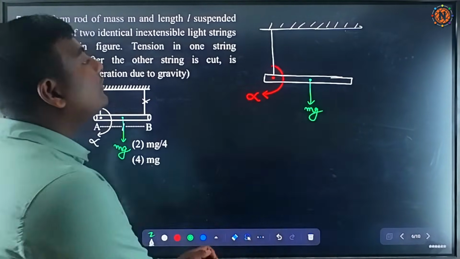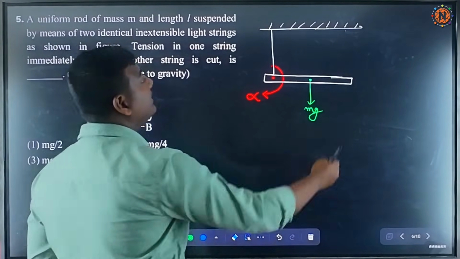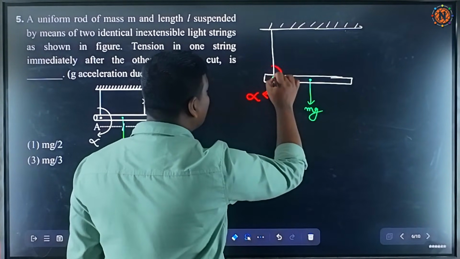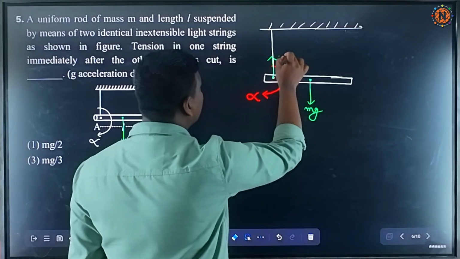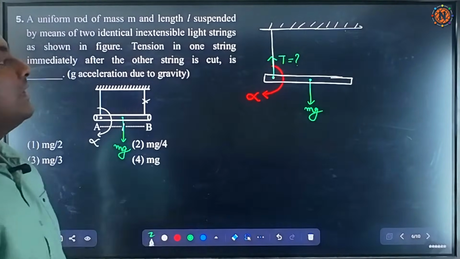Yes or no? So we need to find what? We need to find the tension on the other string. If this string is cut, we need to find the tension at this string. Let me draw the direction of tension. Tension will be in this direction. We need to find this value. Now, how to find it?